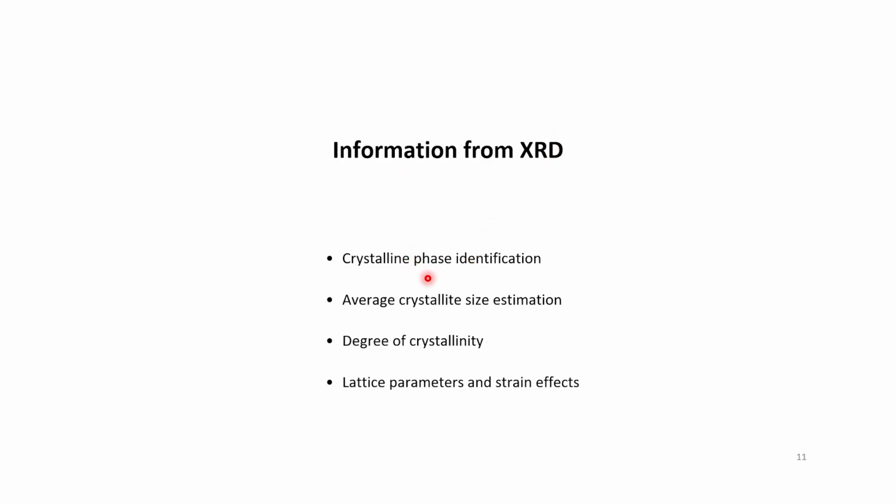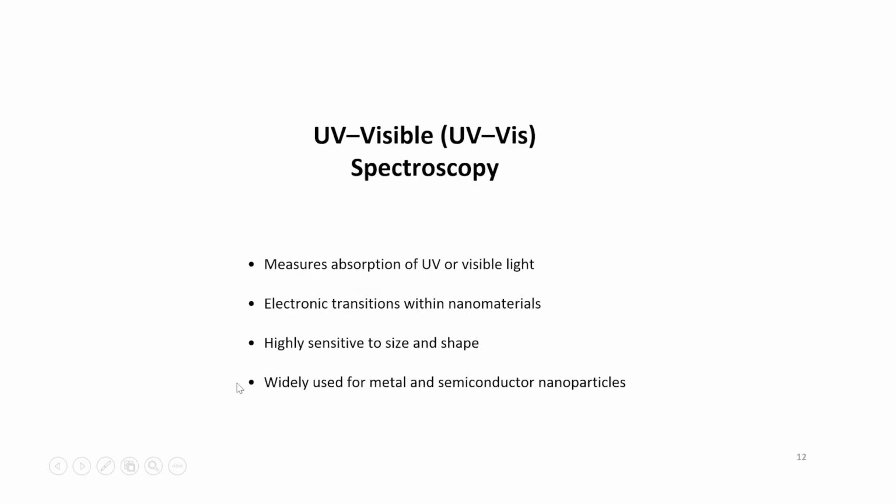Information from XRD: what XRD determines is the crystalline phase identification, the average crystallite size estimation, the degree of crystallinity, and the lattice parameters and strain effects. As you can see, the X-ray beam is getting diffracted from the different atoms of the lattice. So it also determines the degree of crystallinity, lattice parameters and strain effects on the crystal.